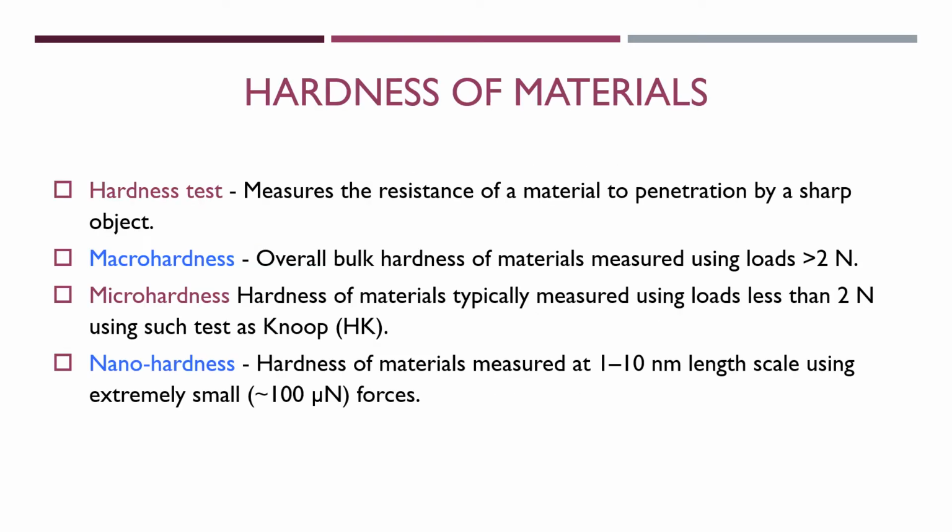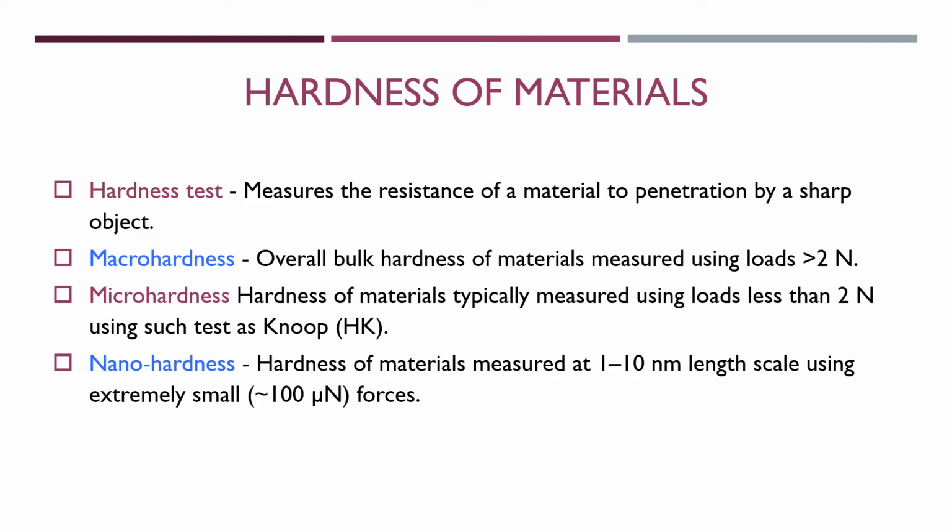And lastly, in the mechanical properties, we will learn about hardness of material. Hardness test is used to measure the resistance of material to penetration by a sharp object. We have a few types of hardness tests. The first one is macro hardness. It actually represents the overall bulk hardness of material, and it is measured using a load of more than 2 Newton.